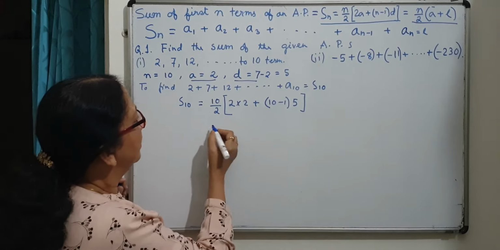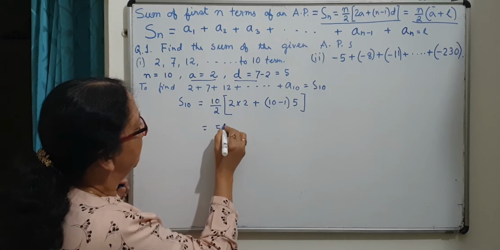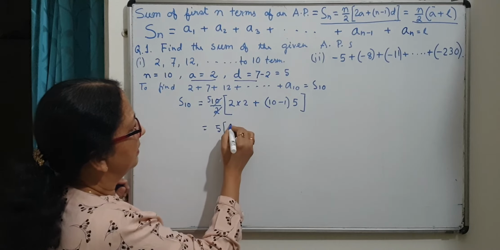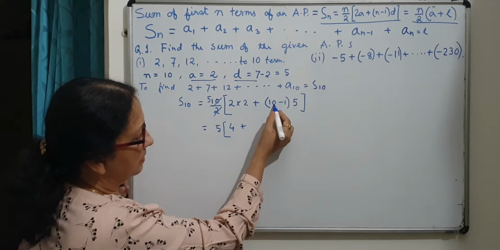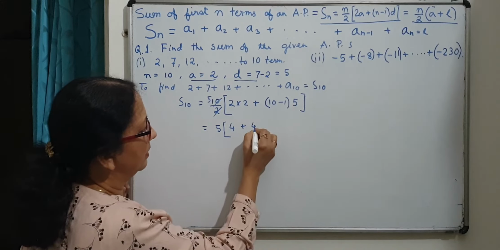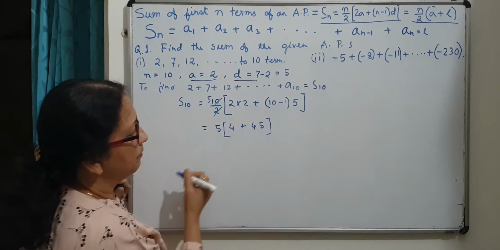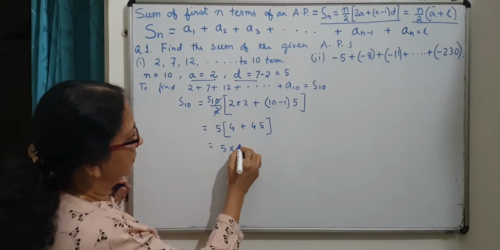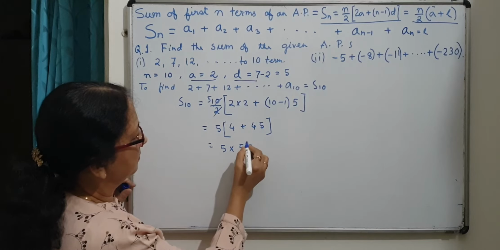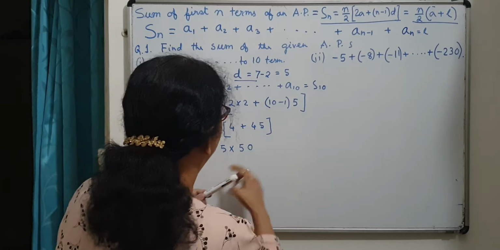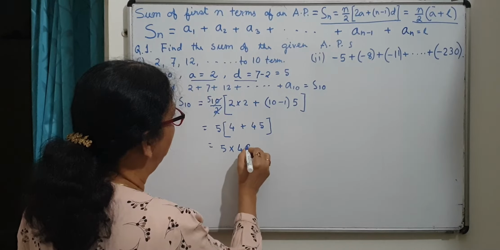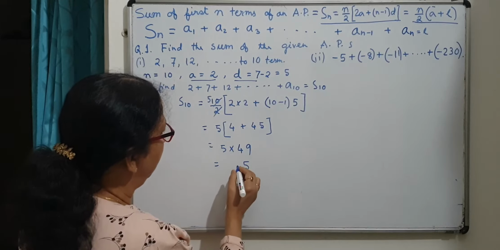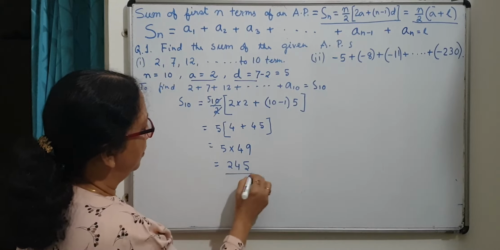What we do now, so this will be 5, this is getting cancelled, and here it is 4 plus 10 minus 1 is 9, 9 into 5, 45. So it is 5 into, you have to add, it is 50, sorry 49, it's not 50, 49. So this is the answer.